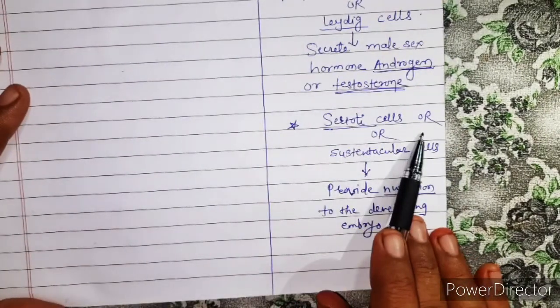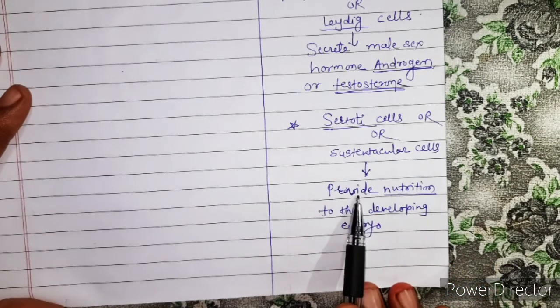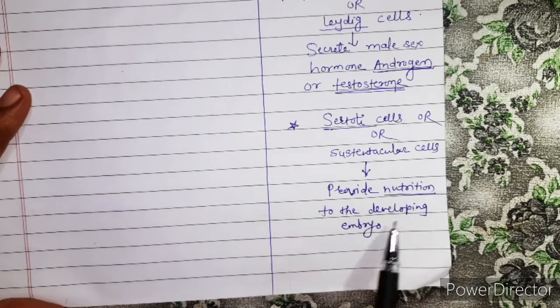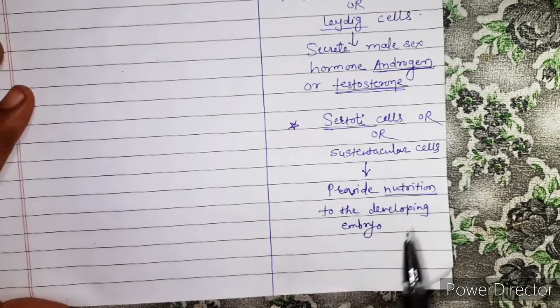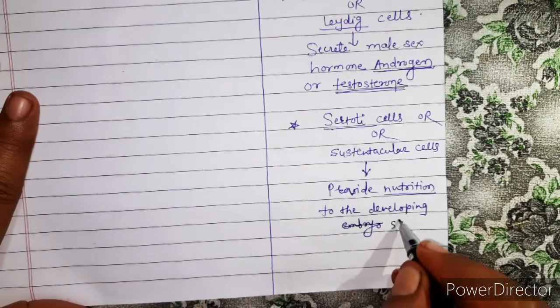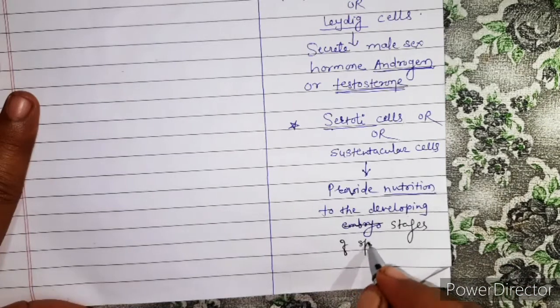And Sertoli cells, also called sustentacular cells, provide nutrition or nourishment to the developing stages of sperms.